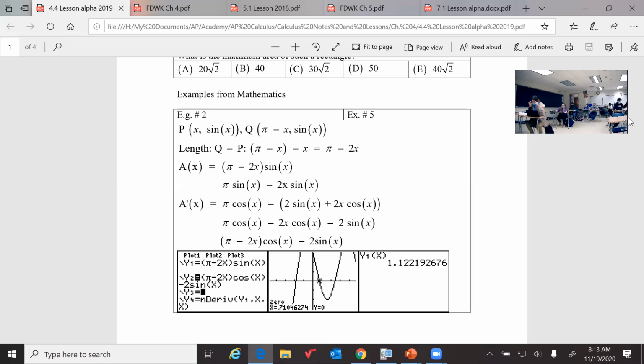Second trace, zero, and when you do that and you go second click, it brings that value in the cursor for X. It brings X to the home screen. So what have I got here? In Y1, I have the area curve, and in Y2, I have the derivative. So I put this 0 into Y1. For the AP test, we're going to truncate this to 3 decimal places. If X is 710 thousandths, then the area of the rectangle is 1.122 square units.